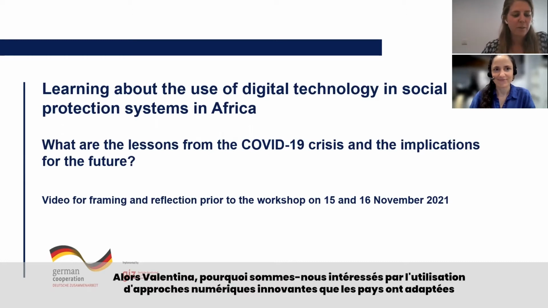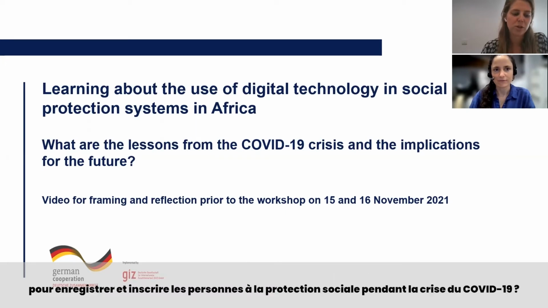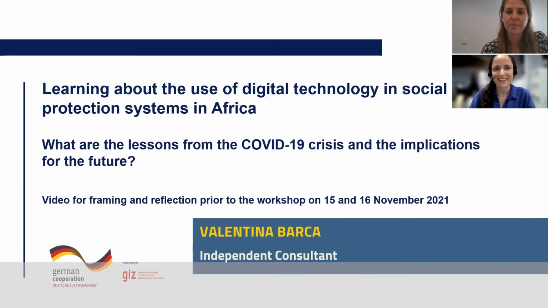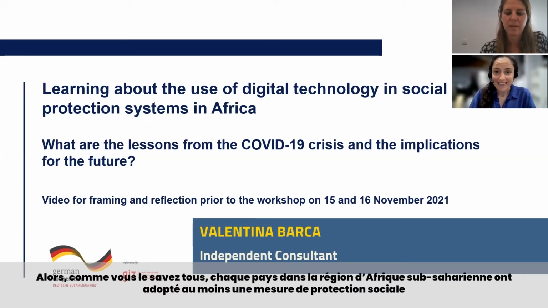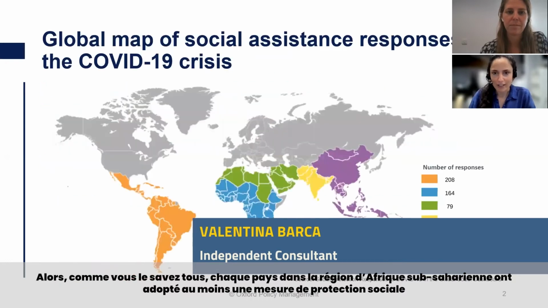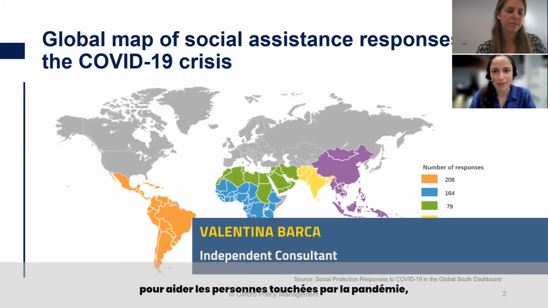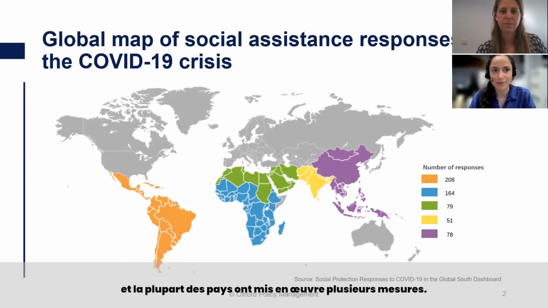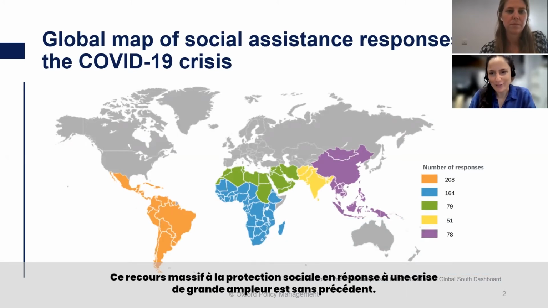So Valentina, why are we interested in learning from the use of innovative digital approaches that countries adopted to register and enroll people for social protection support during the COVID-19 crisis? So as you all know, each and every country in Africa adopted at least one social protection measure to assist people affected by the pandemic, and most countries implemented several. This massive use of social protection in response to a large-scale crisis is unprecedented.